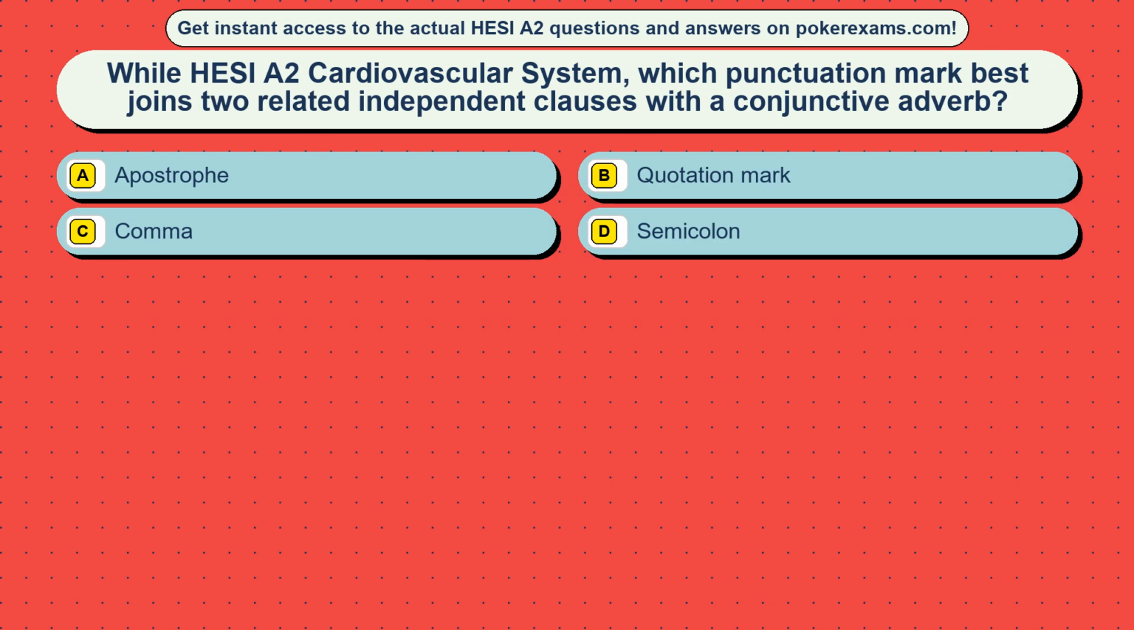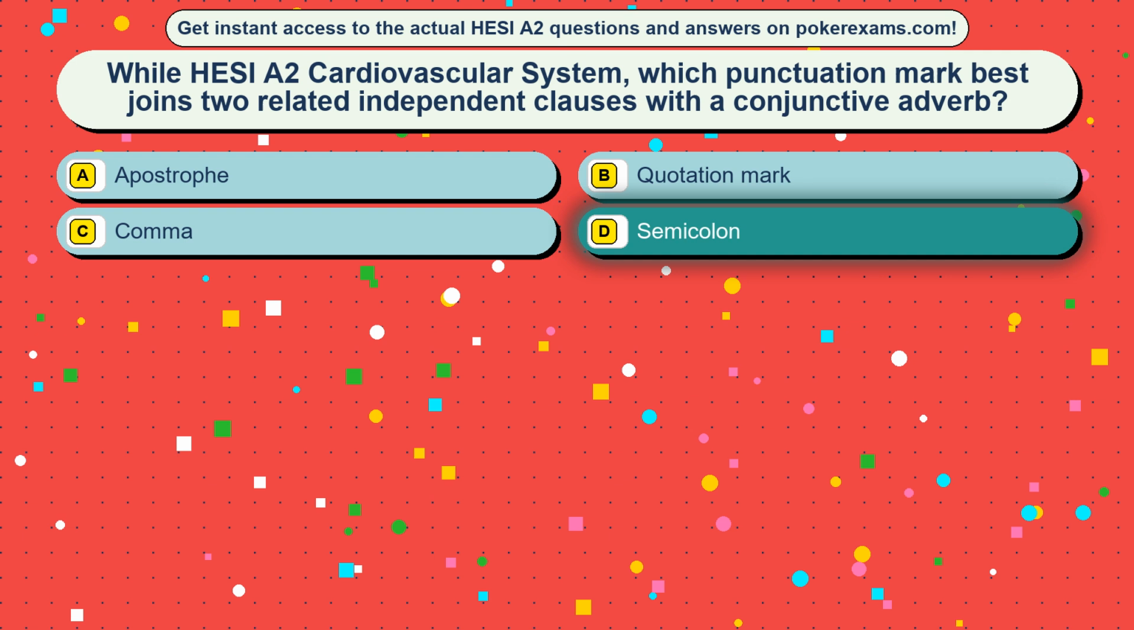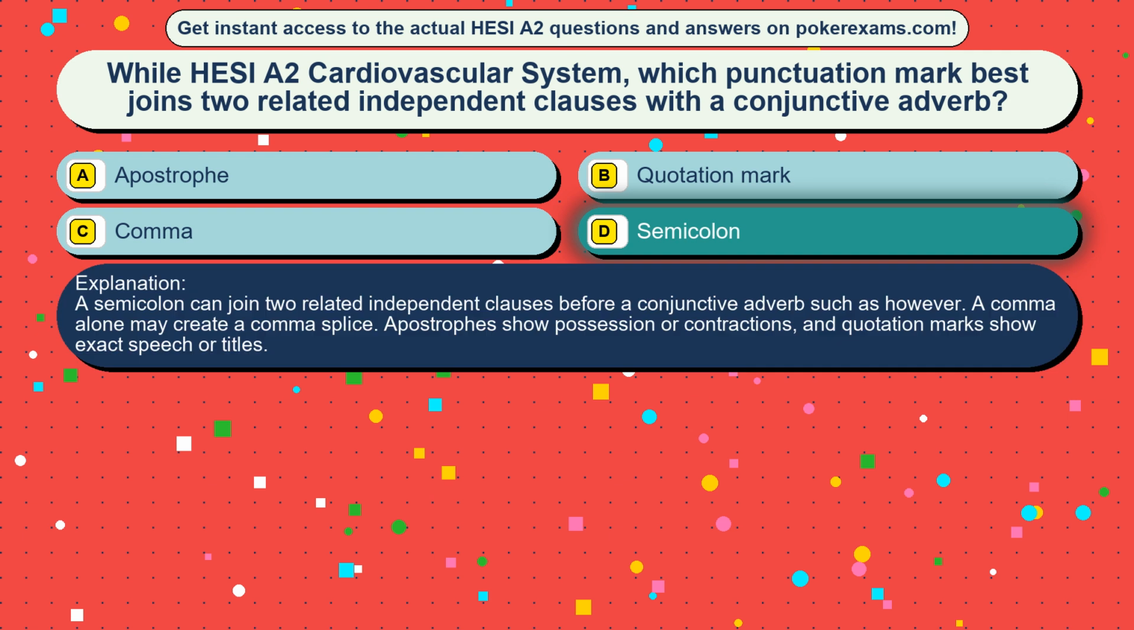Question 27. While HESI A2 cardiovascular system, which punctuation mark best joins two related independent clauses with a conjunctive adverb? Option A, apostrophe. Option B, quotation mark. Option C, comma. Option D, semicolon. The correct answer is option D, semicolon. A semicolon can join two related independent clauses before a conjunctive adverb such as however. A comma alone may create a comma splice. Apostrophes show possession or contractions, and quotation marks show exact speech or titles.